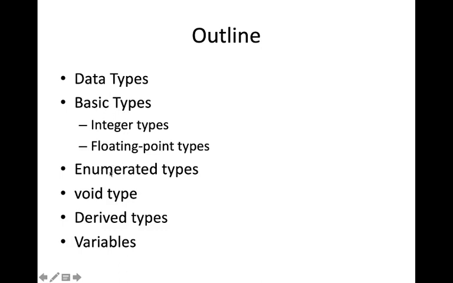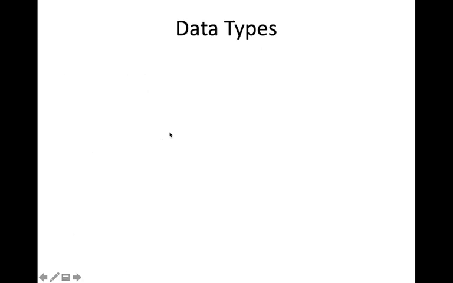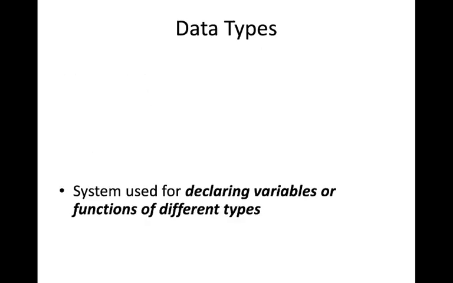Then we'll see enumerated types, void, derived, and also we'll see what are variables and how to define variables, how to initialize these variables. We will not be going through enumerated, void, and derived now. We will see them in later lectures. We will be mainly focusing on the basic data types. So we'll see what is a data type.